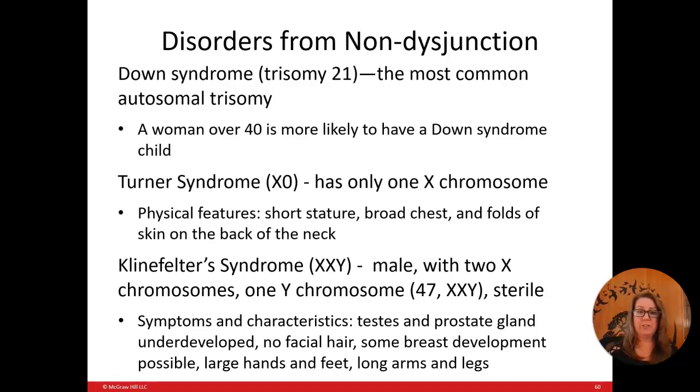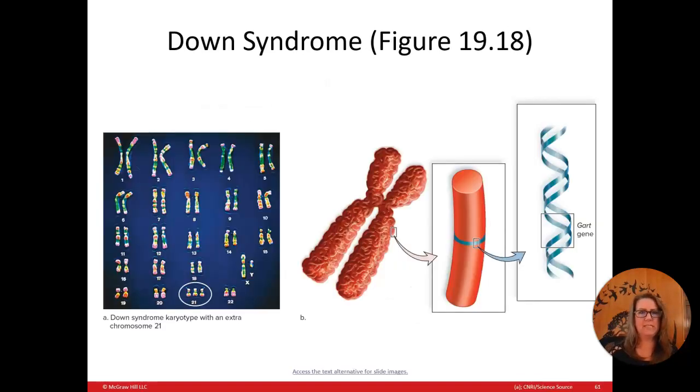Then we have Klinefelters, so this is XXY, so you're genetically a male, you have 2 copies of an X with the Y. Klinefelters, males tend to maybe have some developmental delays, but testes and prostate gland are underdeveloped, no facial hair, maybe some breast development, large hands and feet, and long arms and legs. Here we see the karyotype. Remember a karyotype? We see 3 copies of the chromosome 21.